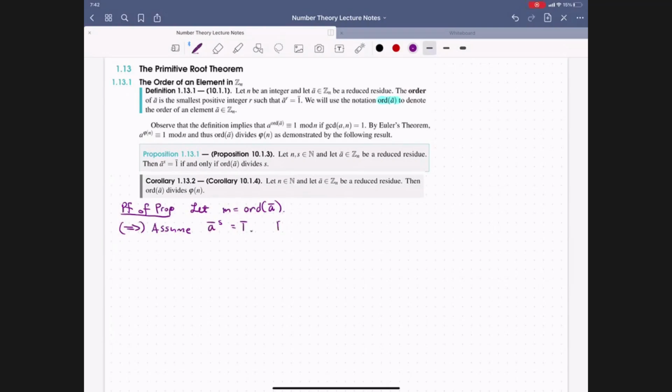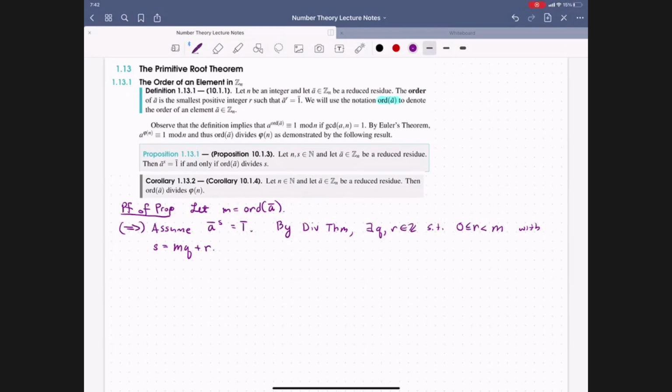So by the division theorem, we can find integers q and r in Z such that 0 is less than or equal to r, less than, in this case, m. And we have the equation that s is equal to m times q plus r. So we have this here.